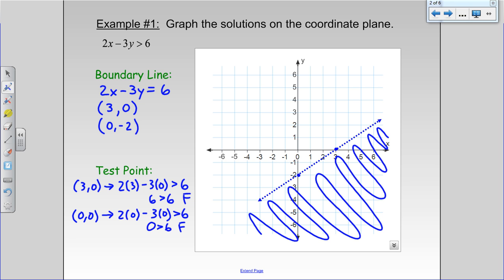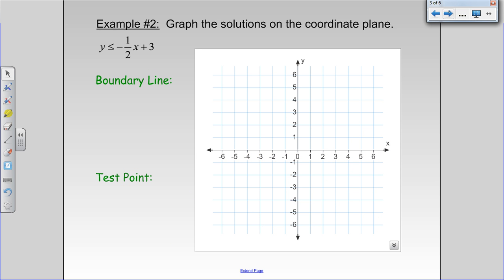Just as a quick check, we could test another point. For example, the point (2, -2) is clearly on the side where we've shaded our solutions. If we place that into our inequality, we obtain 2 times 2 minus 3 times negative 2 is greater than 6, or 4 plus 6 is greater than 6, or 10 is greater than 6. This inequality is true, indicating that (2, -2), along with all the other points on that side of the boundary line, is a solution to the inequality.